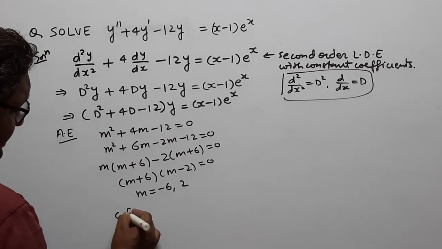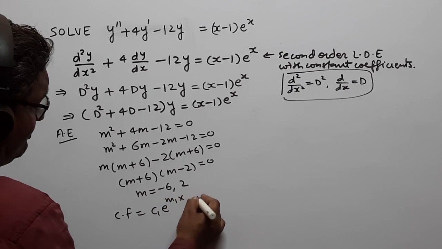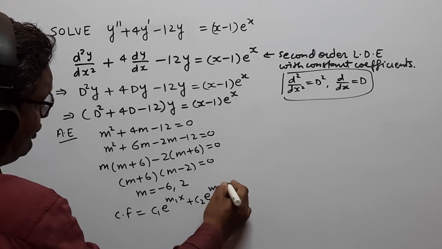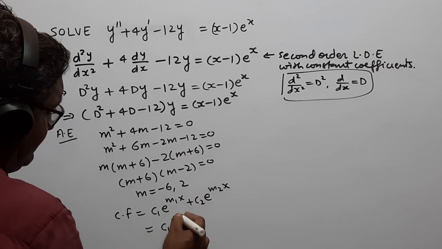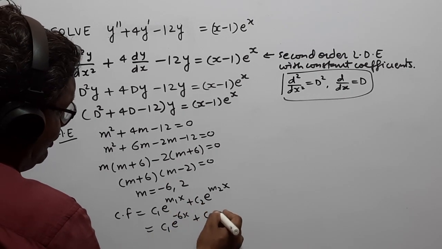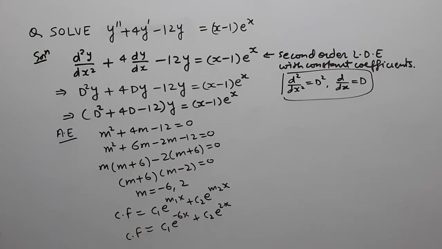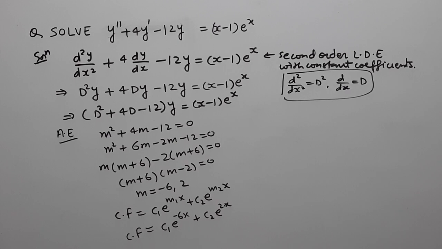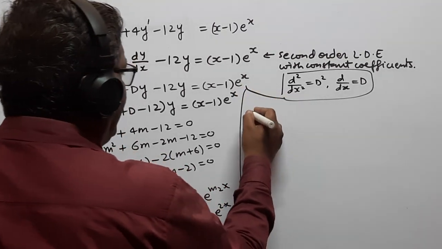So the complementary function can be written as c1 e to the power m1x plus c2 e to the power m2x. Here m1 is minus 6 and m2 is 2. So the complementary function is c1 times e to the power minus 6x plus c2 times e to the power 2x.